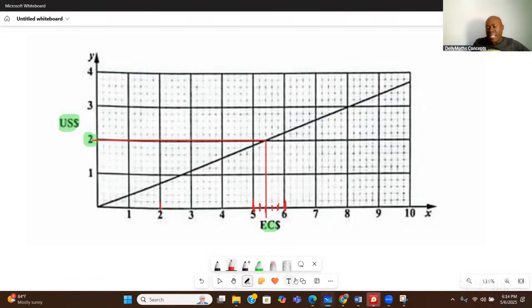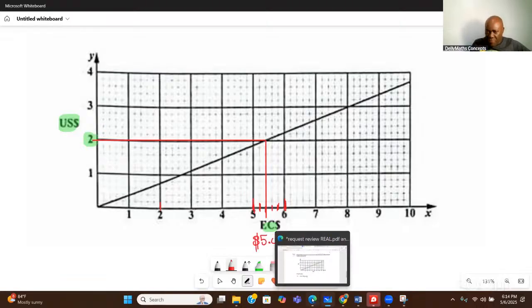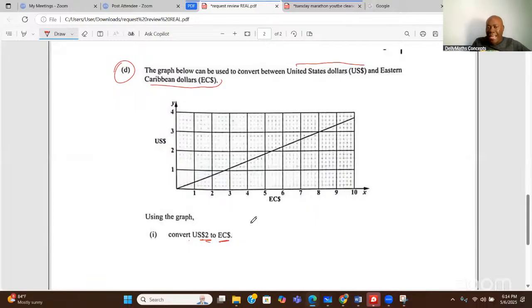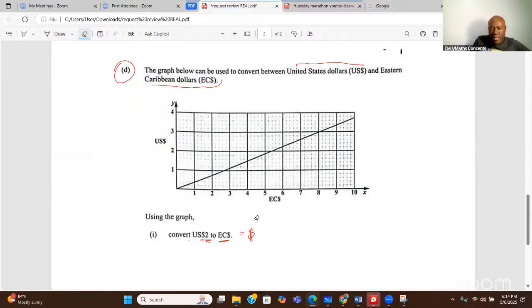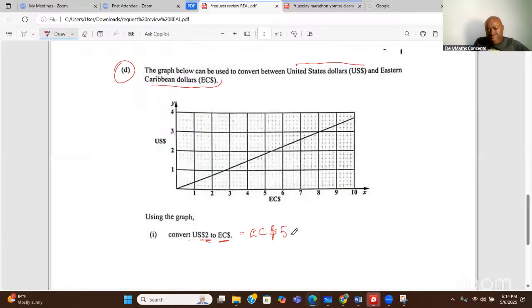So you're just going to answer the question based on that. We're getting 5.4 when we read it off, which means it's $5.40. So let's go to the question. Based on my interpretation with the lines I drew, I'm getting that this will give me, let me write the EC, Eastern Caribbean $5.40. That's what you're getting. Now, whatever you see, that's what you work with.